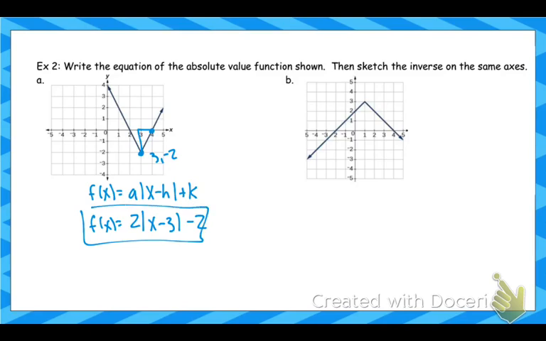All right, let's look at the next one. So absolute value, this is a times the absolute value of x minus h, plus k. (1, 3) is that point. That's the vertex. So this is x minus 1, plus 3. It's negative slope, so this is a negative, but that slope is 1, so we don't need any number in front. So this is my equation.